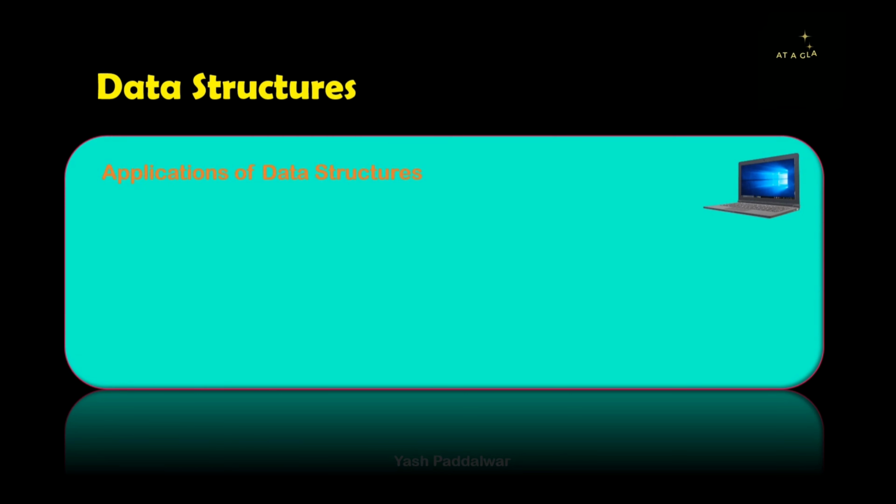Now let's have a look at the applications of data structures. So the first application is that it is widely used in CPU process scheduling. Now you must be aware that a CPU contains a lot of processes. To arrange and organize those processes in a manner, data structures play an important role. And there are many more such applications of data structures which are most helpful for any operating system.